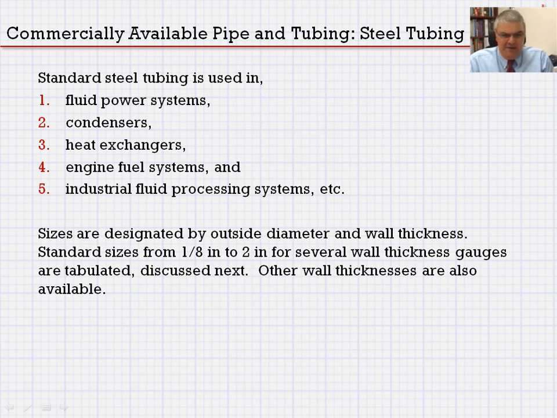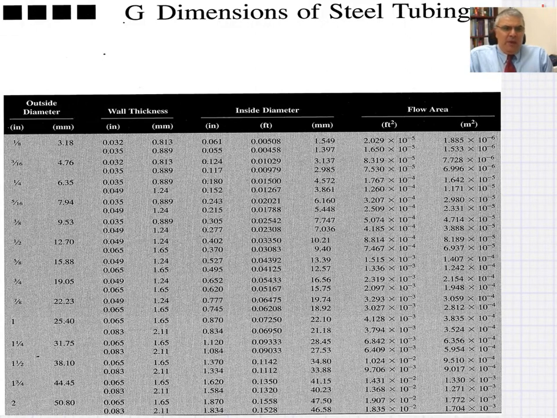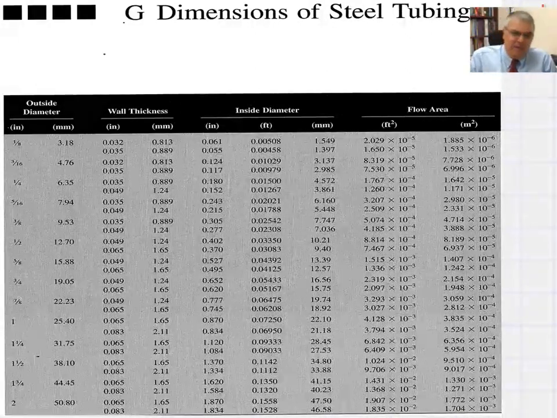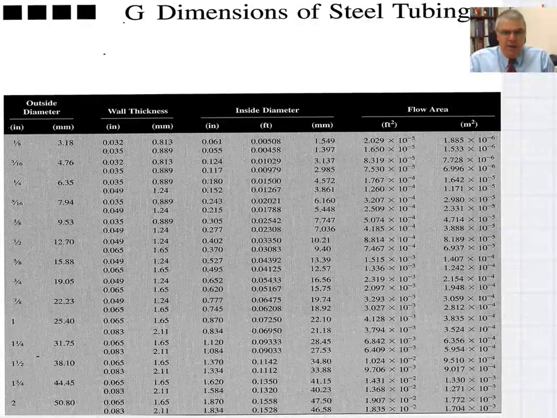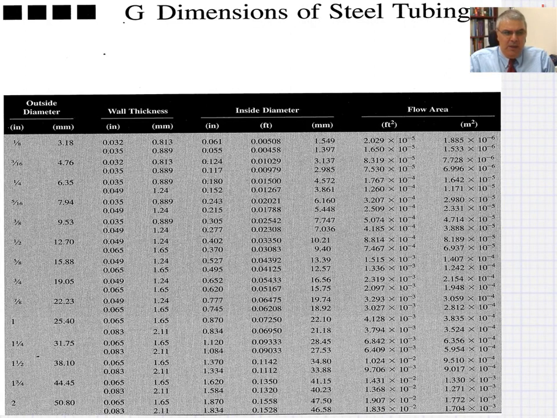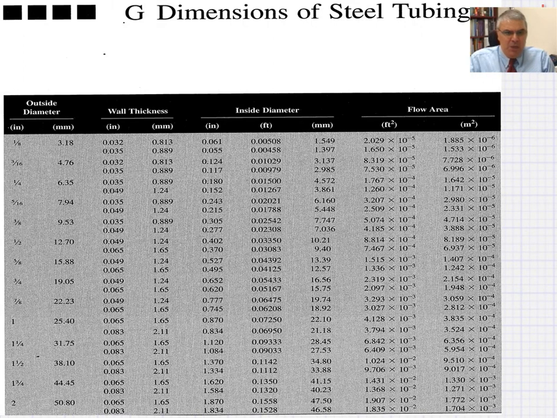The sizes are designated by outside diameter and wall thickness. The standard size goes from 1/8 of an inch to 2 inches for several wall thickness gauges, and we're going to discuss those. Other wall thicknesses are also available. You can also order special steel tubing if required. It can be ordered from the manufacturers, so it can be built. Of course, the cost would be much higher in that case.